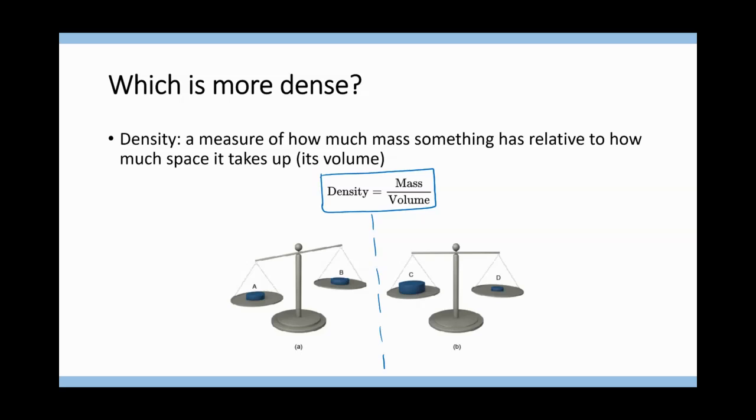Now conversely, comparing C and D, these two substances have the same mass because they're equal to each other on the scale, but C has a larger volume where D has a lower volume. So that indicates that D is more dense. There is more mass in a smaller amount of space. Or comparing to C, it's the same mass but in a smaller amount of space. So that makes D more dense.